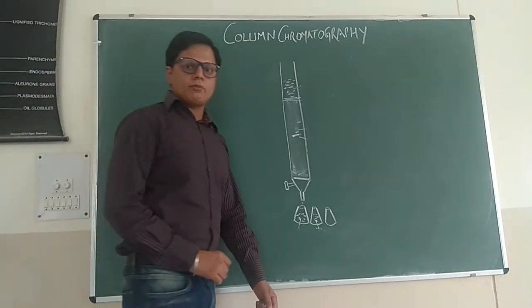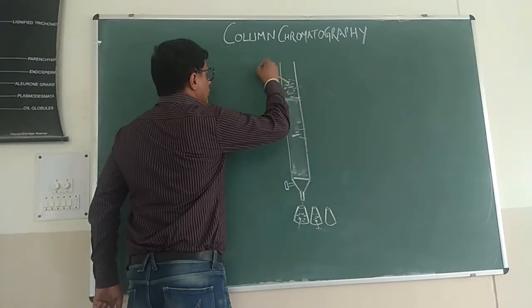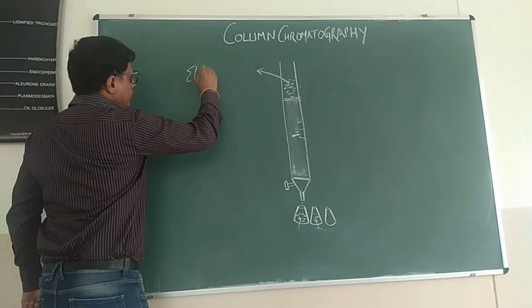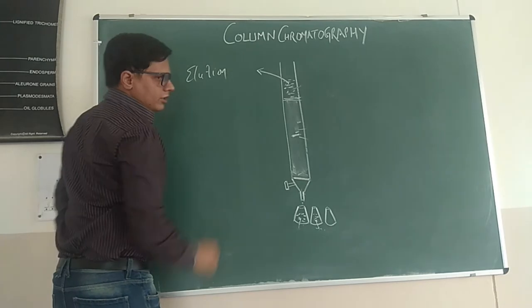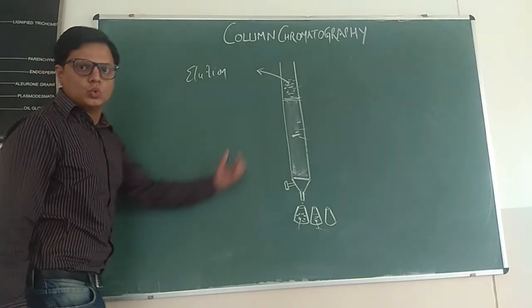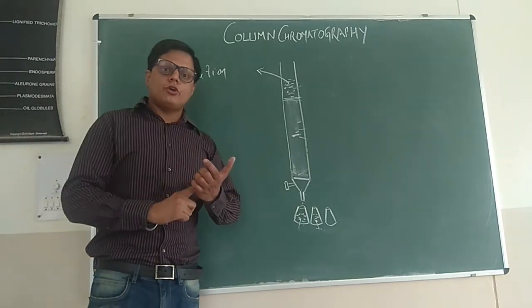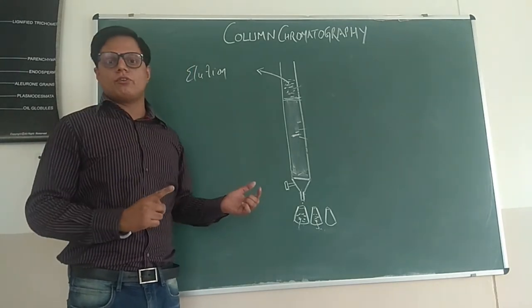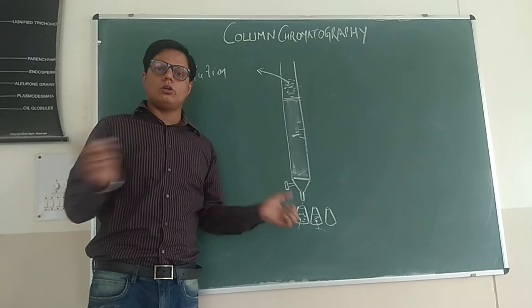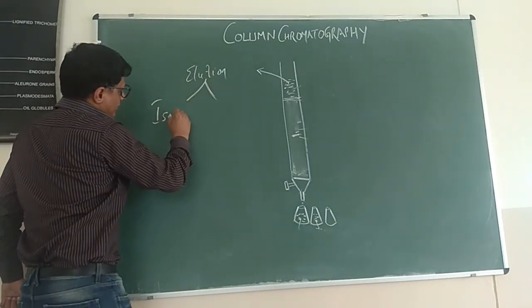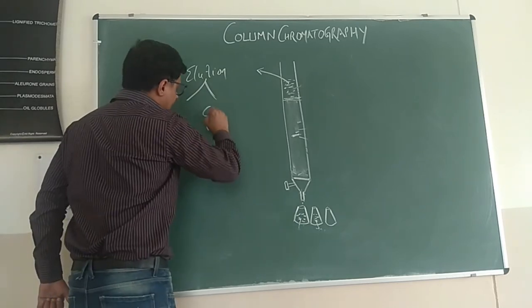Always remember one thing: elution is of two types. In column chromatography, we use two methods of elution. I request you to please go through video number 1, video number 2, video number 3 of column chromatography and then watch this video. You will clear all your doubts. So elution has two types: isocratic and gradient.